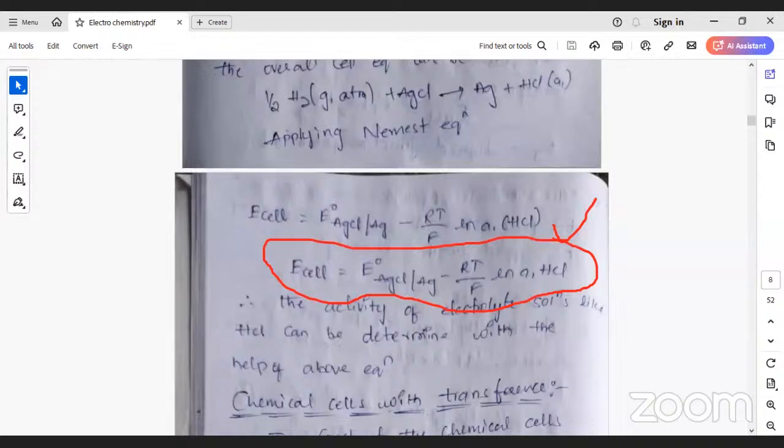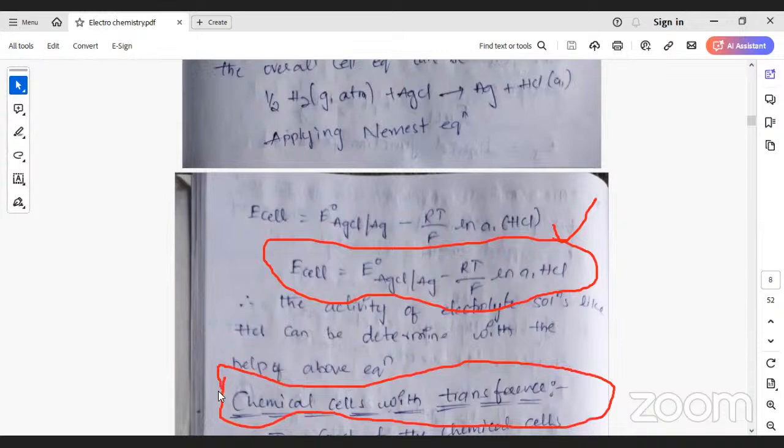If there is transference, means direct transfer of ionic species from one electrolyte solution to the other electrolyte solution, that is chemical cells with transference. So this is the concept of chemical cells with transference, concentration cells without transference, concentration cells with transference, liquid junction potential and some more topics. That we are going to discuss in the next class.